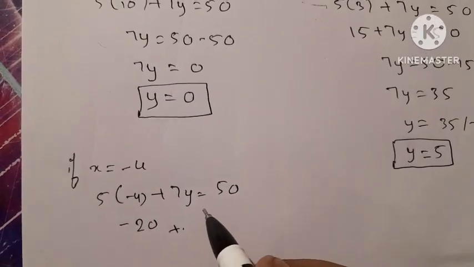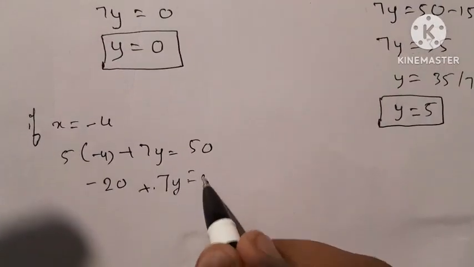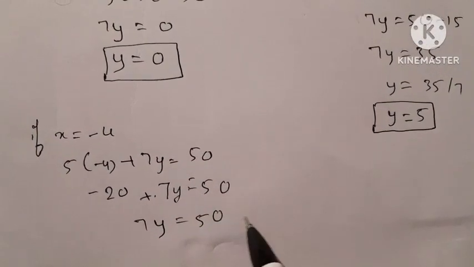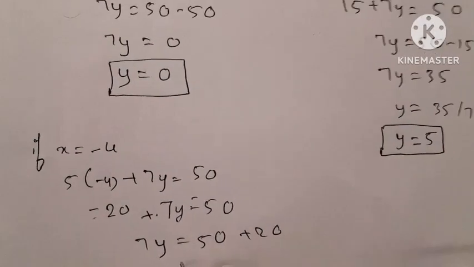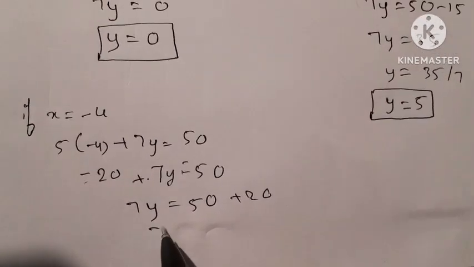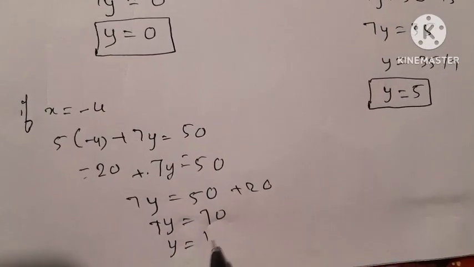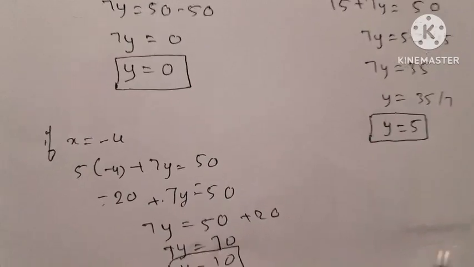Plus 7y equal to 50. 7y equal to 50 plus 20. This is minus. If you send it here, it will be plus. So 7y equal to 70, y equal to 10. So for equation 1 we got all the 3 values. So let me just create the box in the next page.